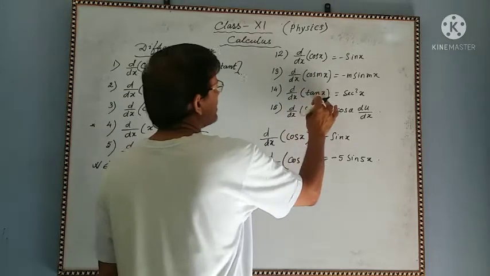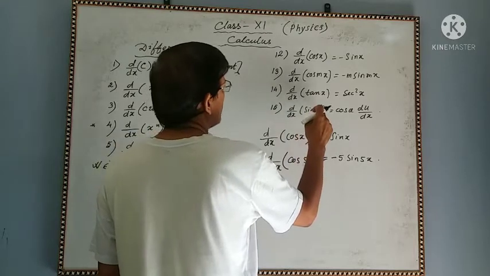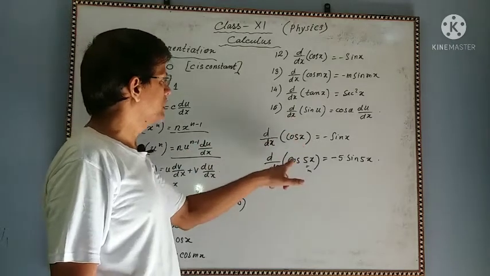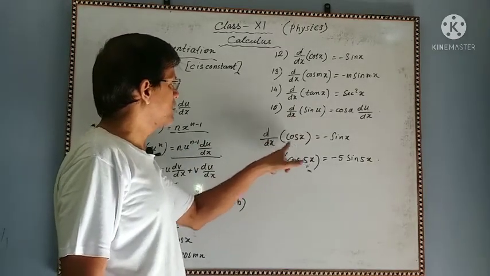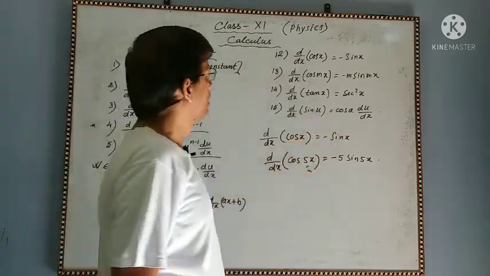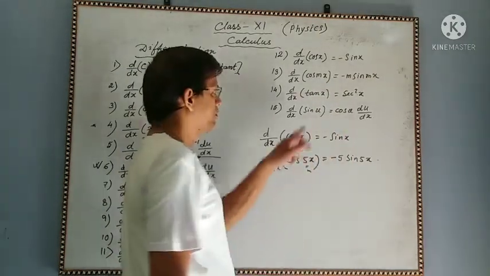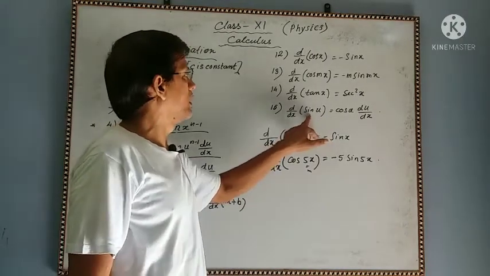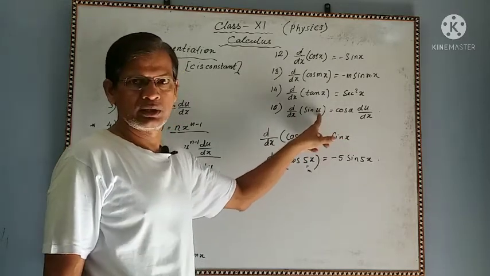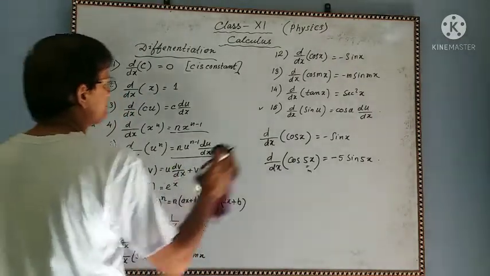D by dx of tan x is sec square x, and d by dx of sin u, with another variable, not x. Here you see d by dx of cos x, here x, but here u. Then sin means cos, then you have to differentiate this, d by dx of u. First you have got sin x means cos x, then differentiation of this. Clear? I am giving an example of this and this, you see.